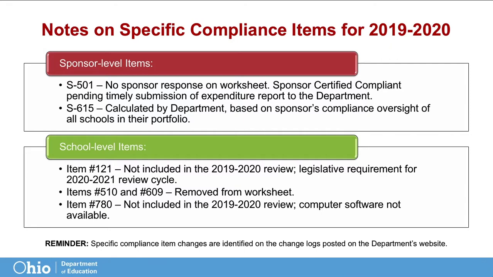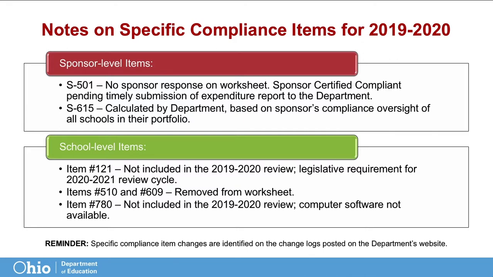In addition, there are a few school-level items to make note of for the 2019-2020 review cycle. Of the 282 items featured on the Oversight of Schools worksheet, there are 2 items that do not require a response from the sponsor. Item 121 does not require a response from the sponsor and is grayed out. Based on legislative updates, this item will be included in the 2020-2021 review cycle.